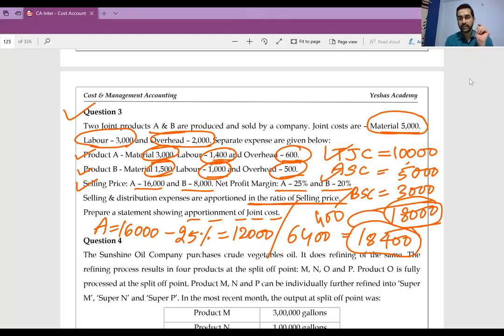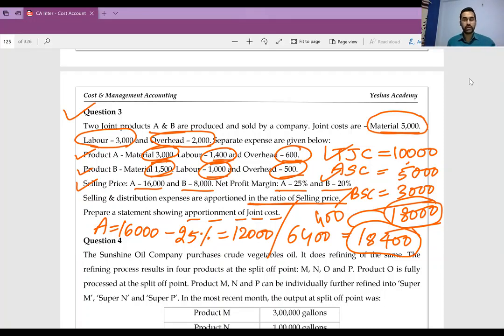I first calculated total joint plus separate cost. How did I do it? Total joint cost is material 5,000, labor 3,000, overhead 2,000, that is 10,000. One side. Add separate cost of A, 3,000, 1,400, 600, that is 5,000. B, 1,500, 1,500, that is 3,000. 10 plus 5 plus 3, total 18,000. Keep it to one side.